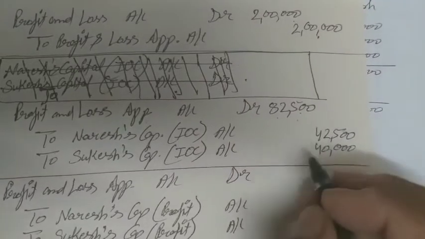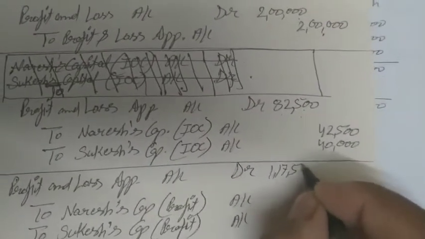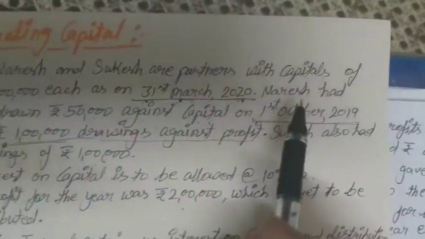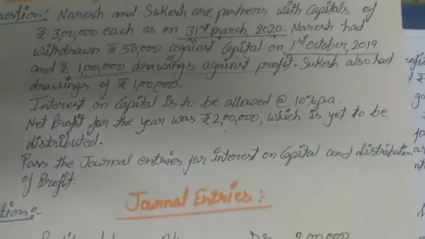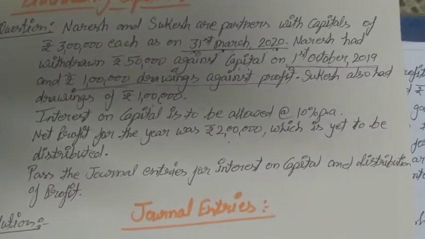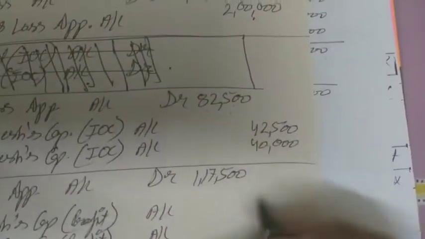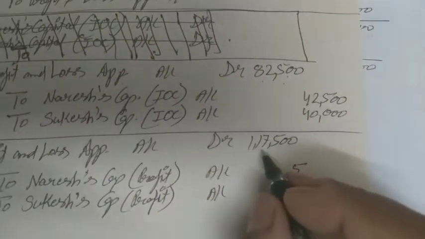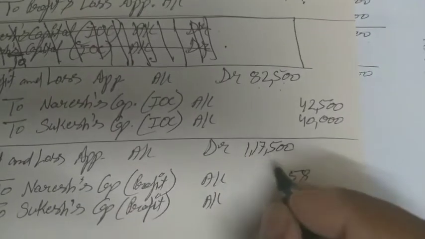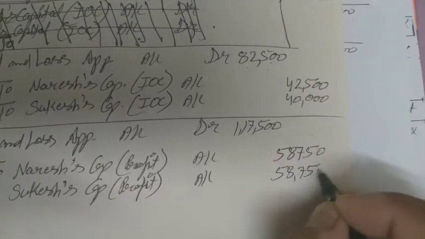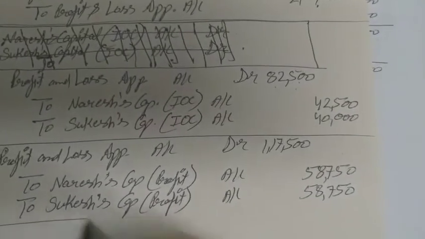So the balance left is from 2 lakh we subtract this, so 1 lakh 17,500. And in which ratio will it be distributed? Is there any ratio in this question? There is no profit sharing ratio among the partners in this question. So this profit will also be divided among the partners in equal ratio, 1 by 1. If we divide this amount into 2 equal parts, 58,750 rupees will be the profit for each partner.